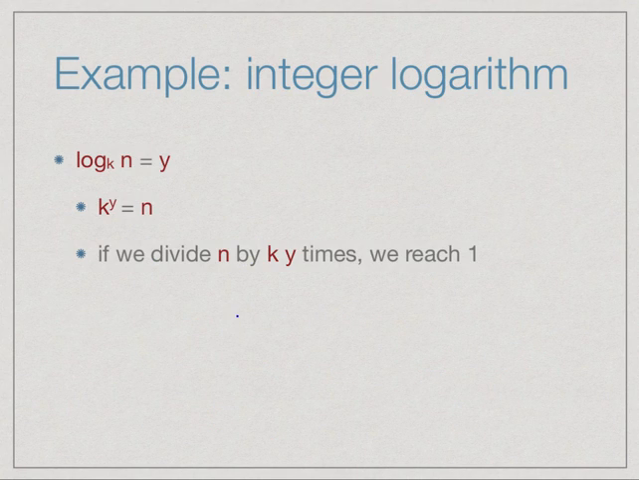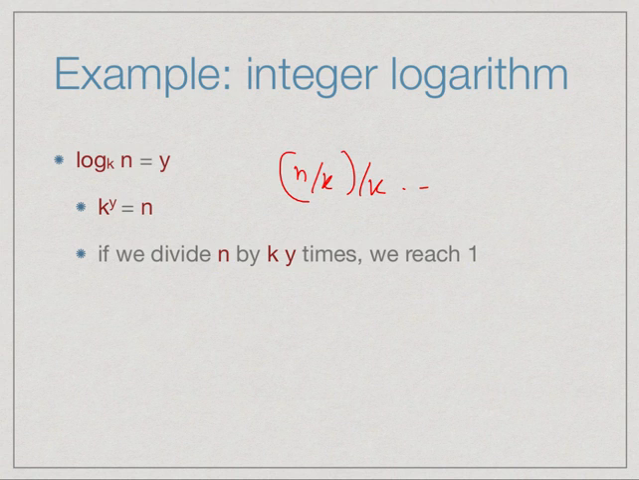Okay, so we know what a logarithm is, right? The logarithm tells us what power we need to get back to the number. So the log to the base k of n is y, provided k to the y is n. Another way of thinking about this is if we start with n and then we divide by k, and then we divide by k and so on, how many times can we do this until we reach 1?